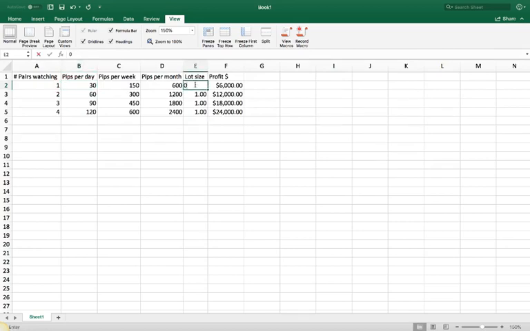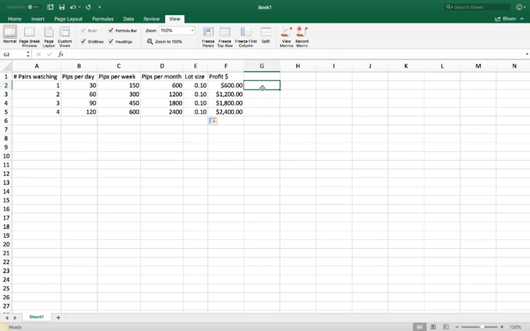So now I'm going to just do this with a different example. If you're just watching one pair every day, and you can get your 30 pips on that one pair every single day, you're going to have 150 pips that week. You're going to have 600 pips for the month. And let's just say you're trading at mini lot size, 0.1 lot size. Because I don't know what your account sizes are, and everybody trades a different lot size. But I'm just going to do a mini lot size of 0.1 lots, right? That would be a profit of $600 a month, just watching one pair, getting 30 pips on your setups every day.